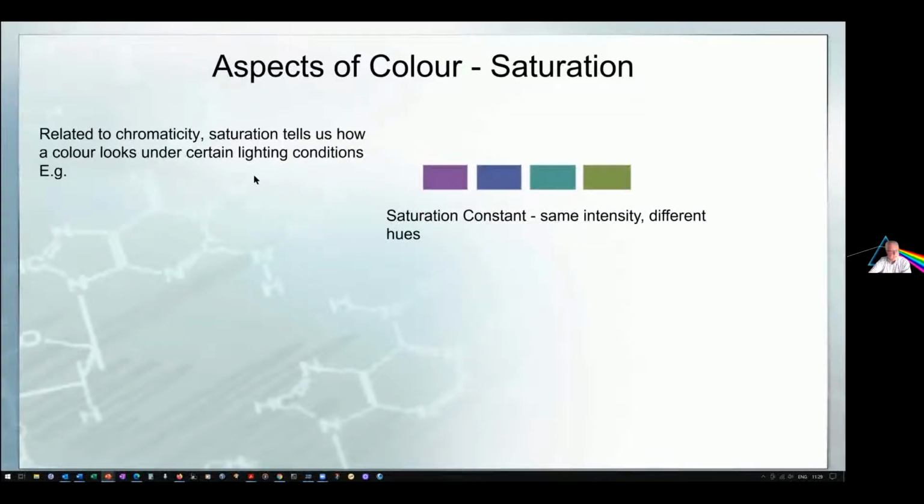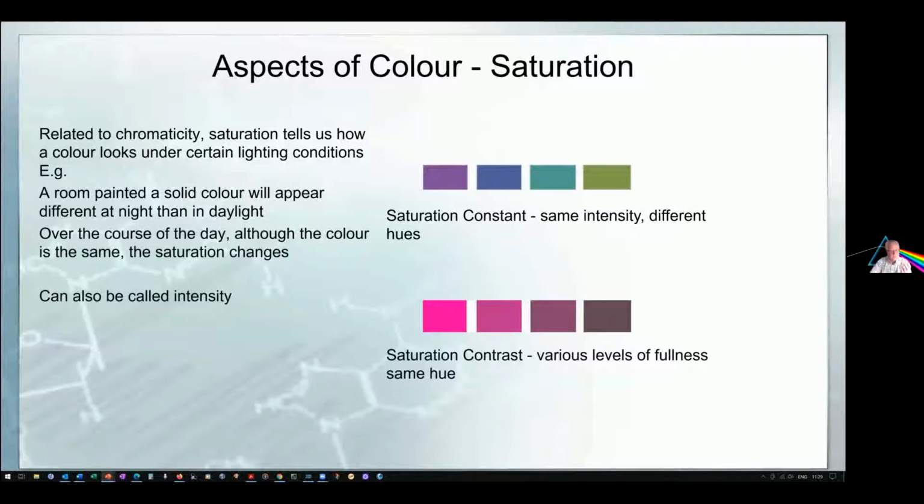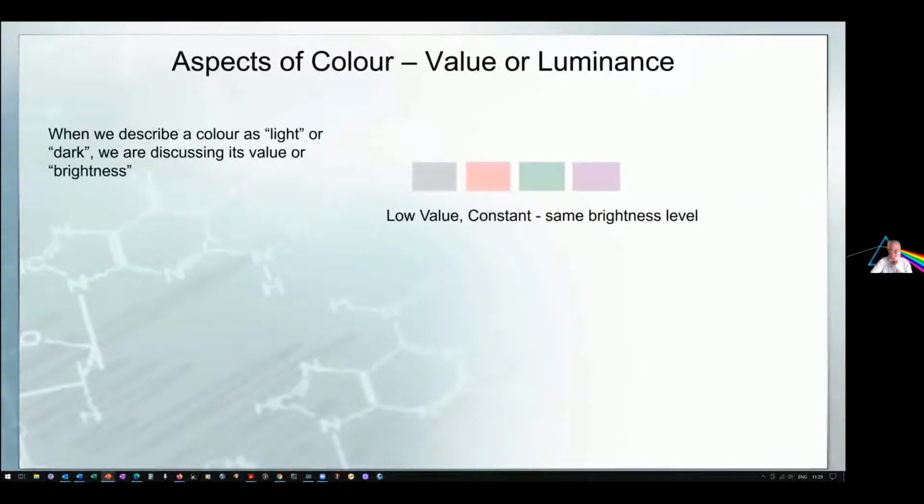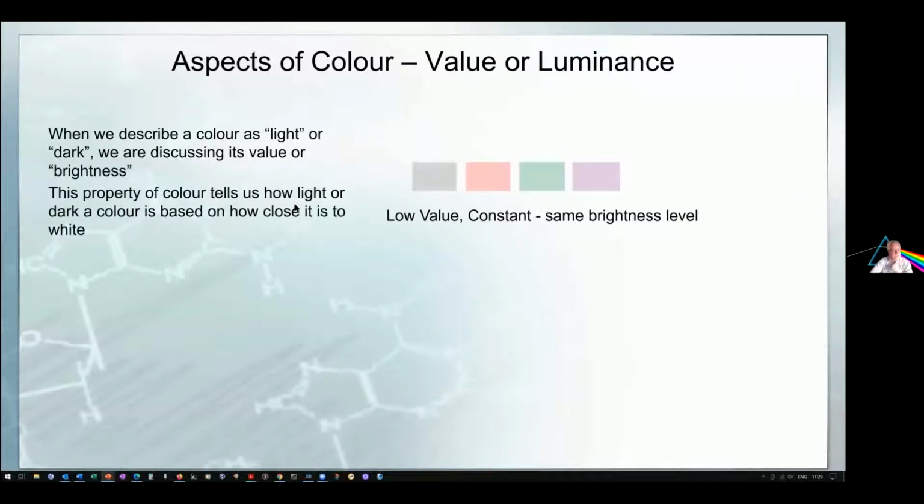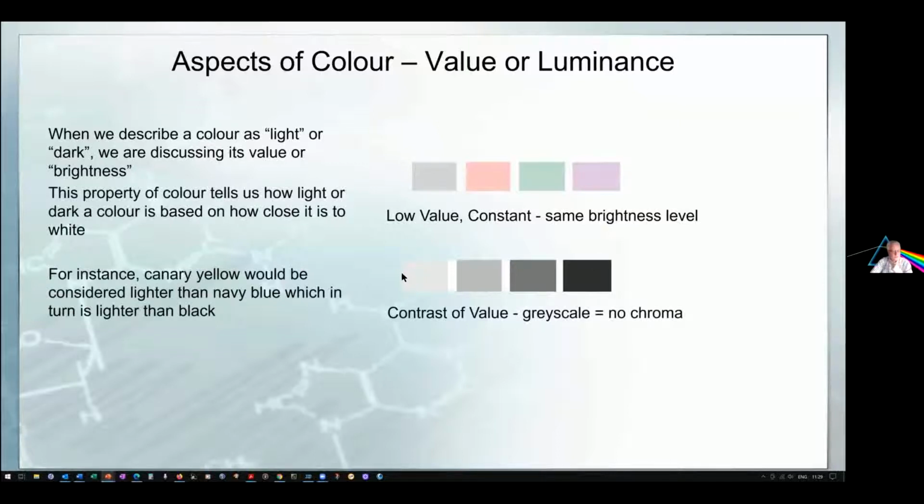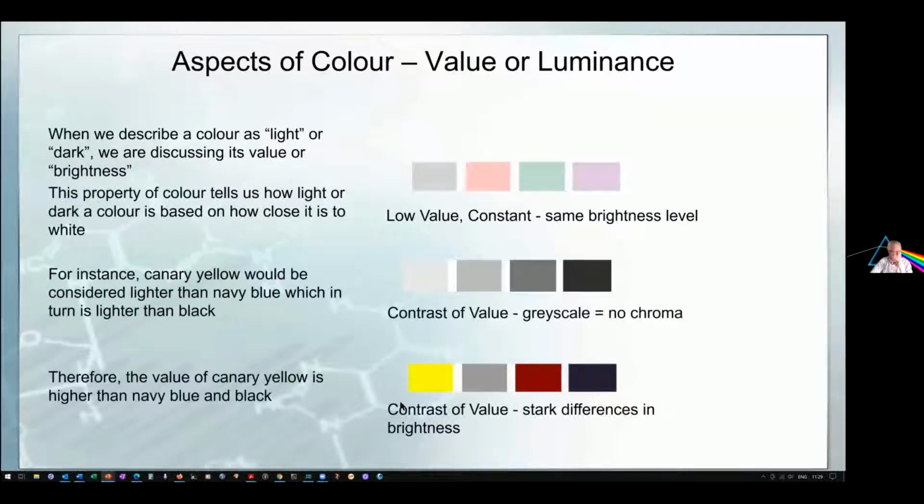Okay, and then you've got saturation, and that tells us how a color looks typically under different lighting conditions. So a room painted a solid color will vary over the day as the lighting in that room changes. Okay, sometimes called intensity. So think about it in terms of pale or weak or pure and strong. And then there's a thing called luminance or value, color value. And you're looking at the light or dark, brightness. And if you look at these colors here, canary yellow is higher, if you like, than the blue-black color in terms of luminance.